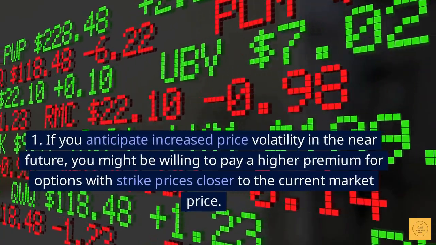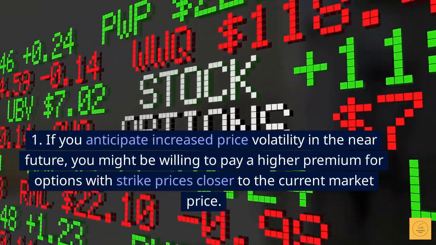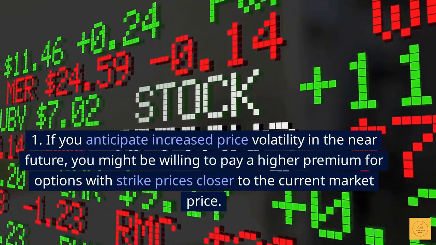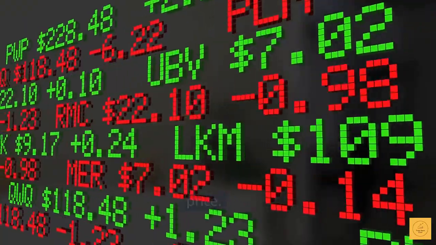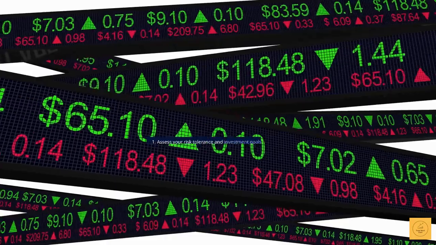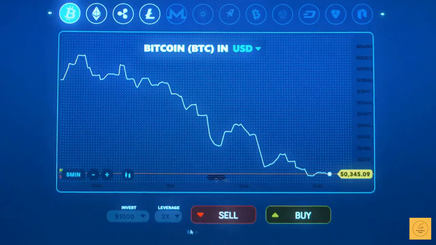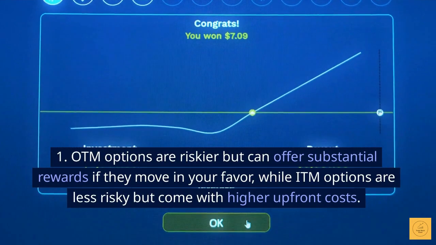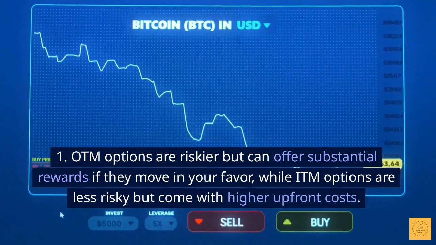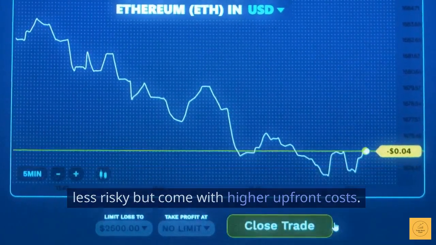If you anticipate increased price volatility in the near future, you might be willing to pay a higher premium for options with strike prices closer to the current market price. Risk tolerance. 1. Assess your risk tolerance and investment goals. OTM options are riskier but can offer substantial rewards if they move in your favor, while ITM options are less risky but come with higher upfront costs.